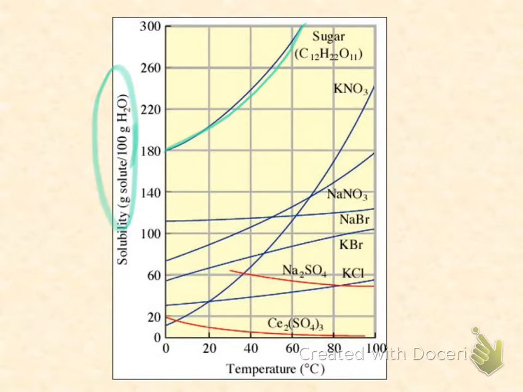And of course, if I were to heat sugar up and dissolve it at, like, this looks like about 50 degrees, and I dissolved the 260 right here, and then I cooled it back down to say 10 degrees down here, the difference between 260 and 180 would be how many crystals of sugar that I could form.